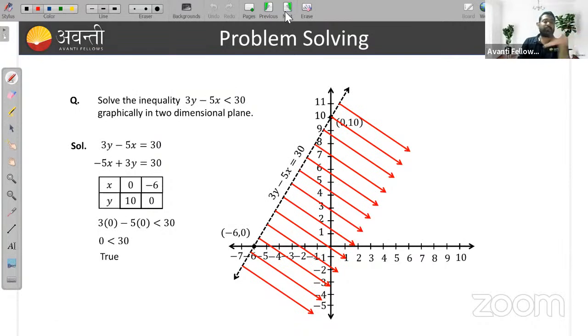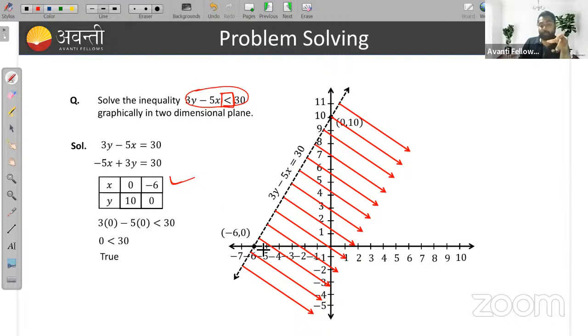This is another example, you can solve it by your own also. कैसे कर सकते हो? Make it into equality first, and draw the table, draw the line also. Make the table and draw the line. Why we are taking here dotted lines? Because we have less than here. We have strictly less than here. That's why we are drawing a dotted line, right?